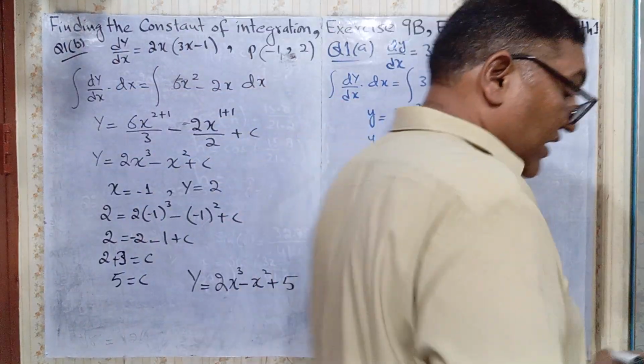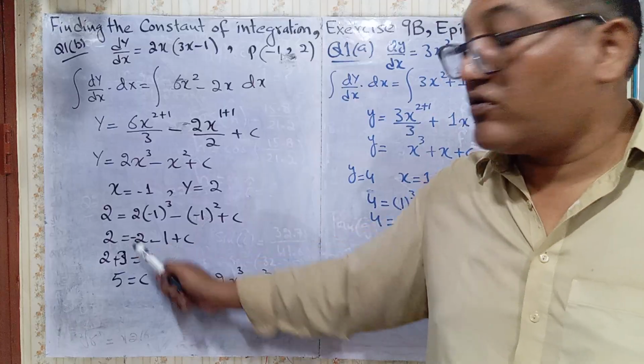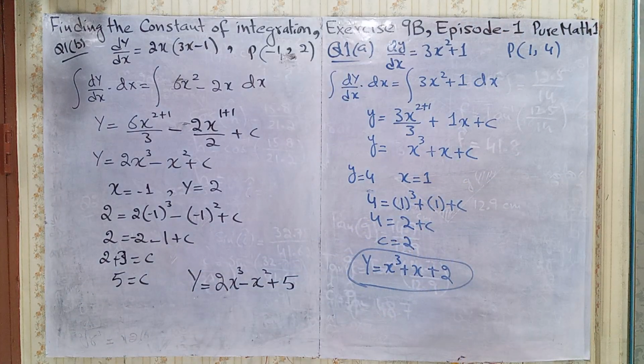So you see, this is 5. So I made a little mistake. What was the mistake? When I took minus 1's cube, I did not write a negative here, okay? So this becomes minus 2. Now the question is good, sir. This is 2x cube minus x square plus 5, okay? So the answer is good now. So this is how you do question number 1, and its B part.